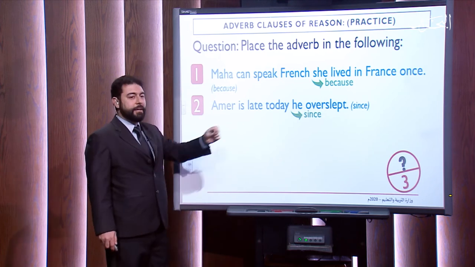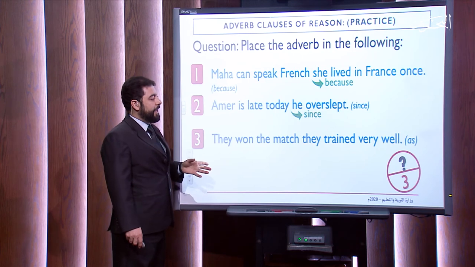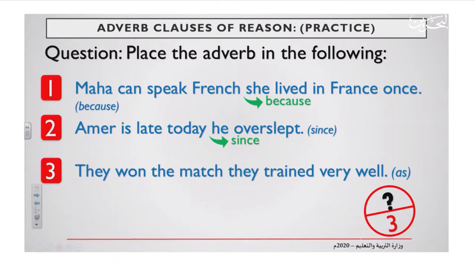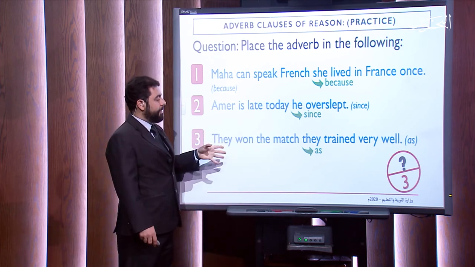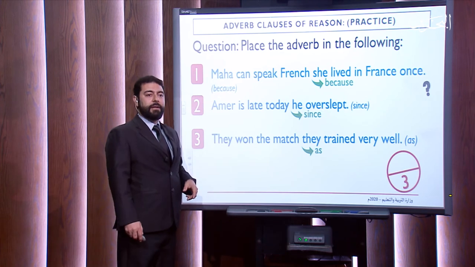All right, if you're correct, give yourself a mark. 3. They won the match. They trained very well. Use as within the sentence. 5 seconds. Okay, let's check the answer. The answer is right over here. You say, they won the match as they trained very well. Now, give yourself a mark of 3 and let's carry on.